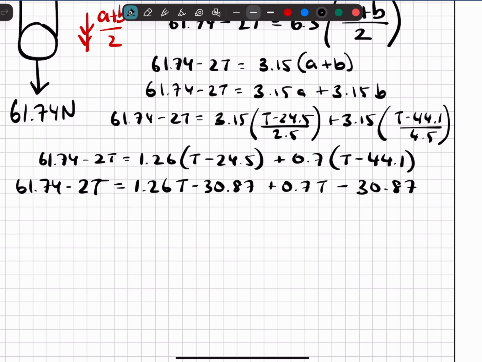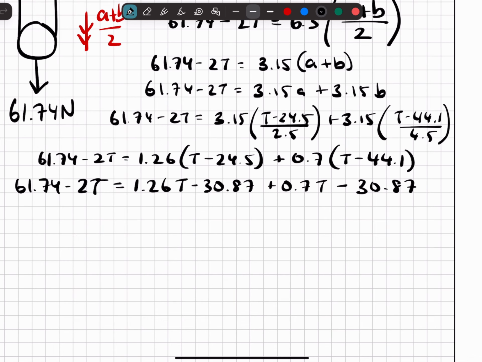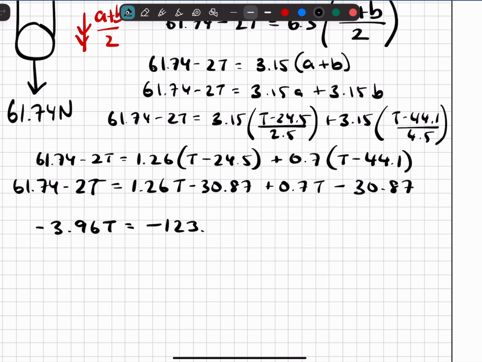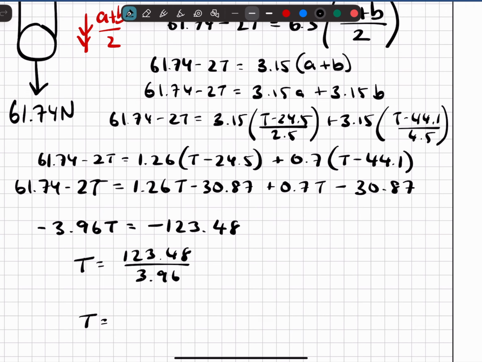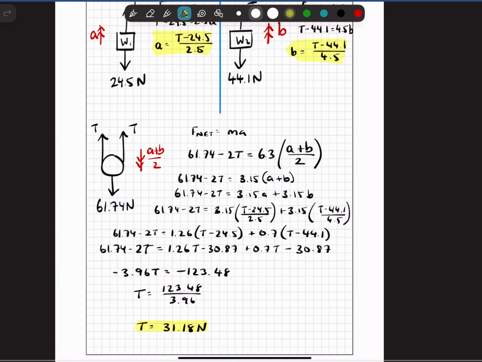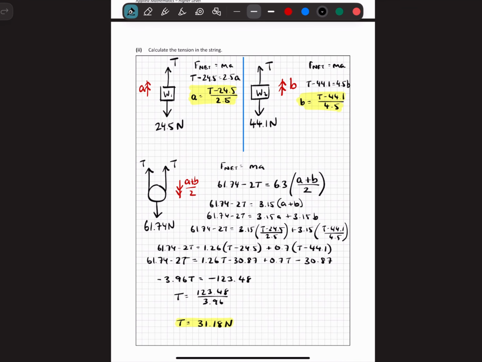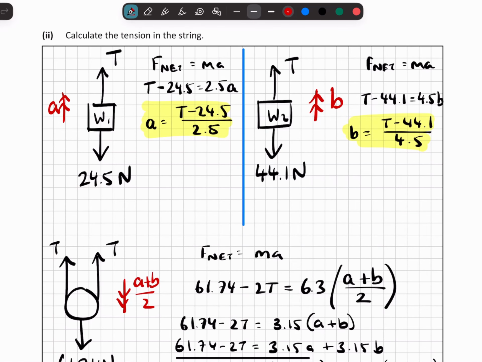Okay, bring all your T's to the left. Minus 3.96T equals, bring all your numbers to the right, minus 123.48. T equals 31.18 recurring newtons.